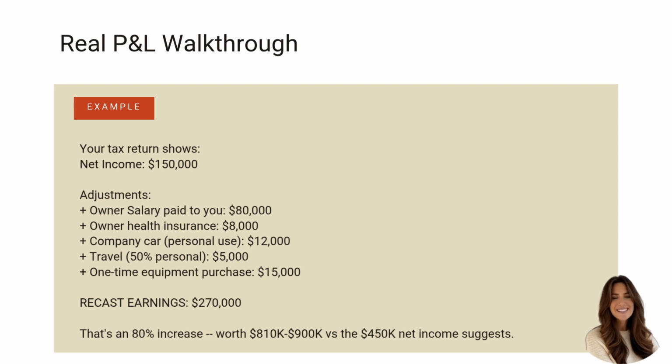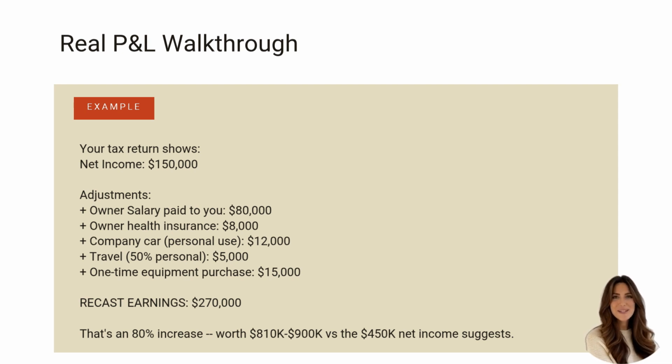Travel expenses, some were personal. Add back the personal portion. And you bought $15,000 in new equipment as a one-time capital item. Add it back. When you add all that back, you get to $270,000 in recast earnings. That is 80% higher than your tax return showed.